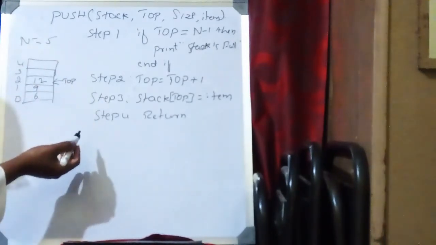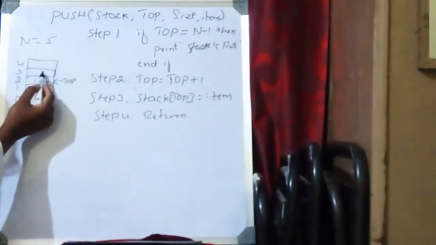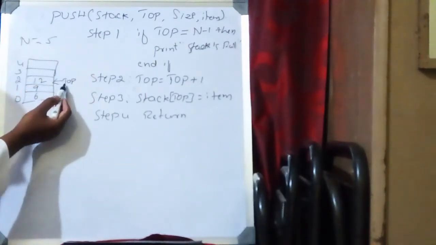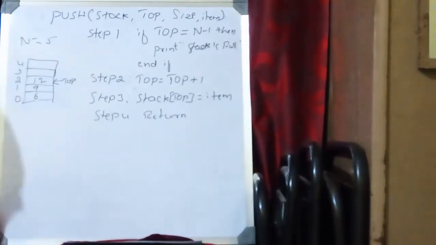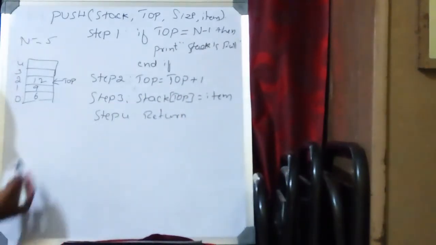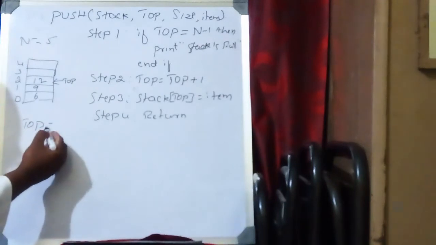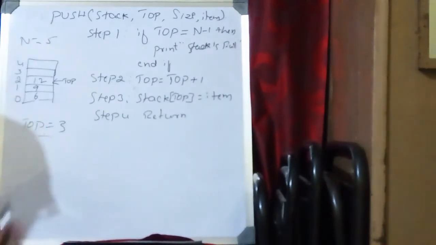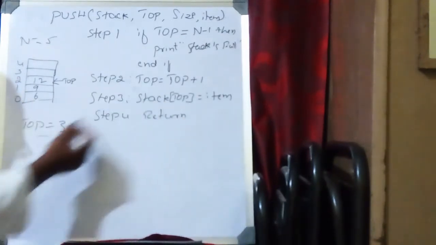Now we want to insert the element that is in the position of 3. For that we should increment the value of top. Top की value increment करेंगे. Here top is equal to top plus 1, मतलब top is equal to 3 हो जाएगा. Now we are adding the element into the array.